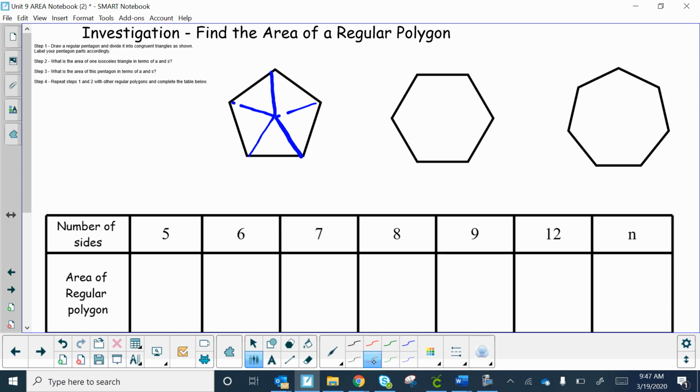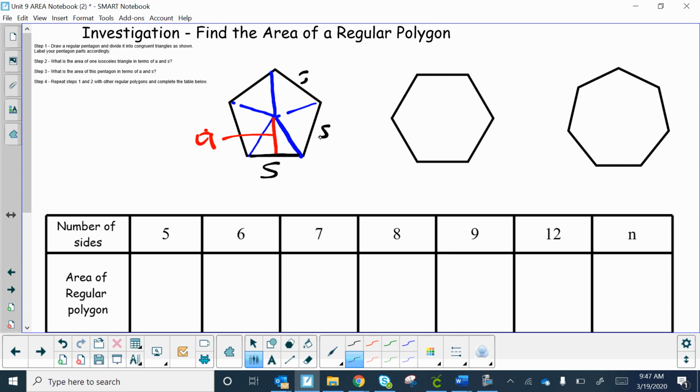Then it says, what is the area of one isosceles triangle in terms of A and S? A is going to represent the apothem. When I draw that red segment right there, that's representing my apothem, little a. And S represents the side length, so we're going to identify the bottom side to be the side length. Remember, all of these are the same.